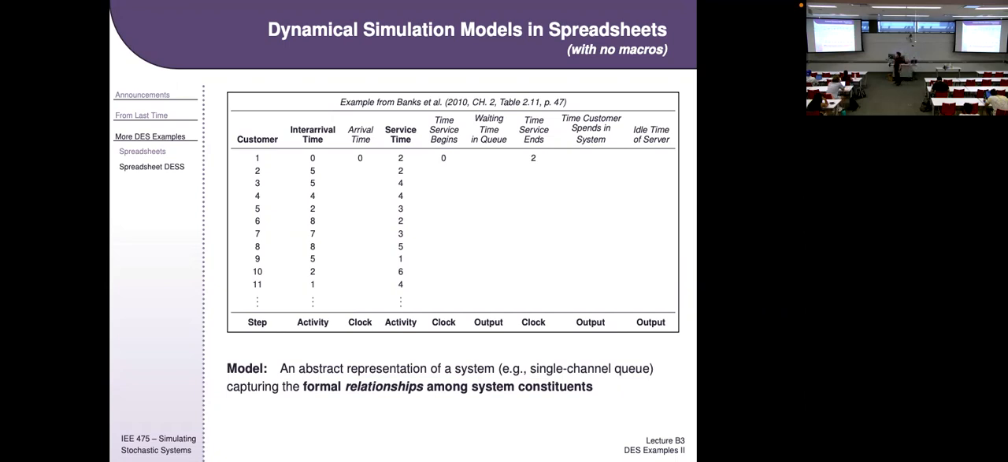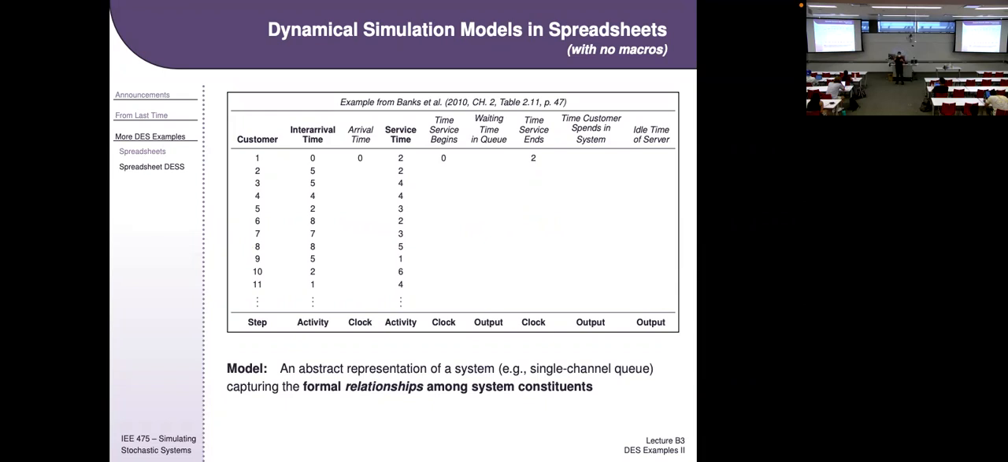So to put it another way, notice that this spreadsheet is organized by customer. It's not organized by time. So time has really been spread out. There's a clock here, a clock here, a clock here. So it's more like this has been organized, spread out across space. So each customer has different times associated with it. Customer 5 has an arrival time, a time their service begins, a time their service ends.